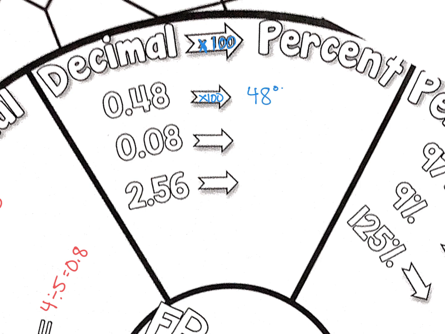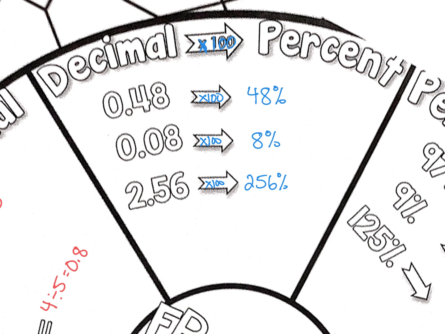48%. Same thing here. 8/100 times 100. This ends up being 8%. 2 56/100 times 100 ends up being 256%.